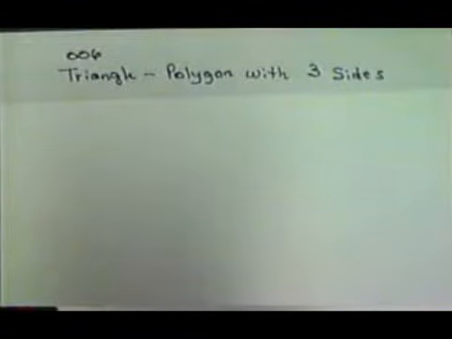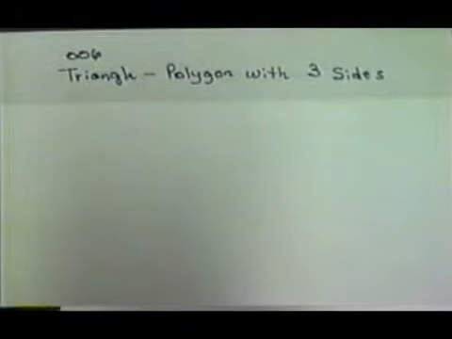As we work with our polygons, we're going to spend most of our time in this unit with polygons that have either 3 sides or 4 sides. So we're going to look now at some of those polygons. A triangle is a polygon with 3 sides.